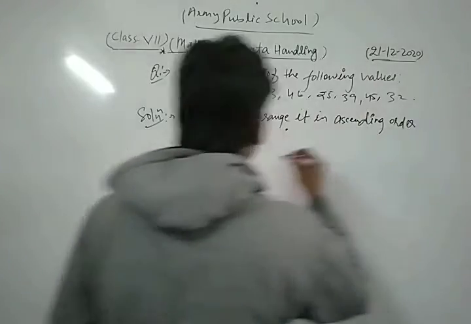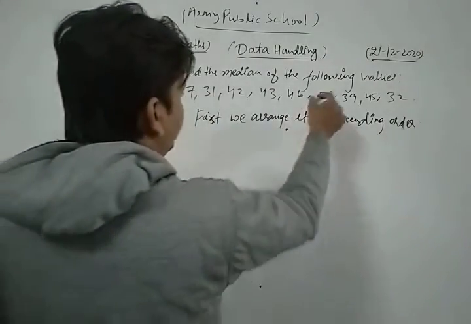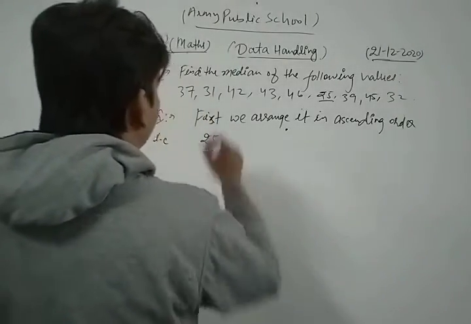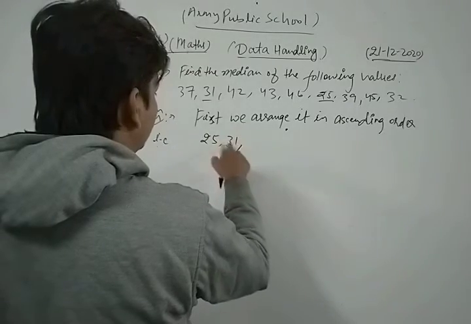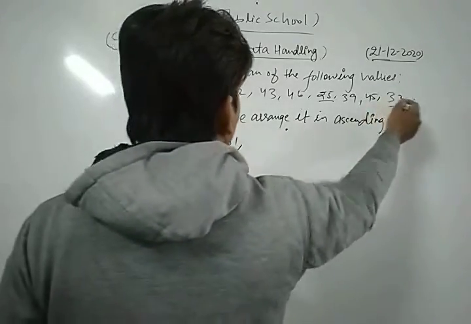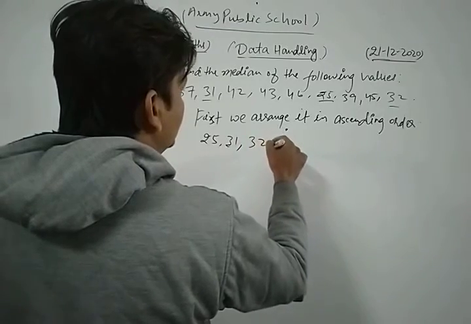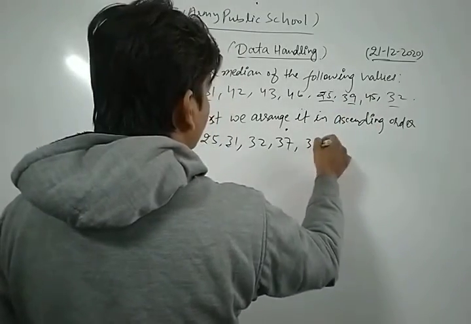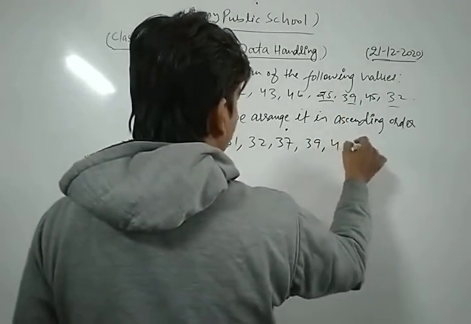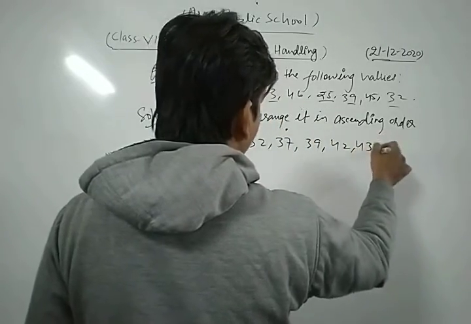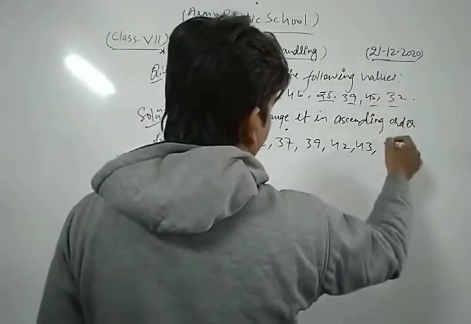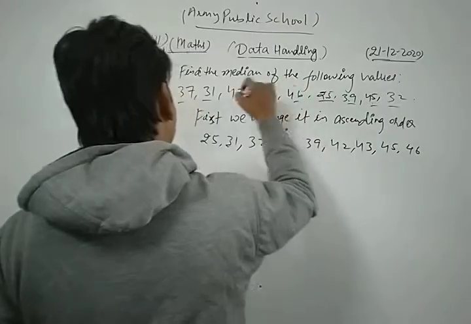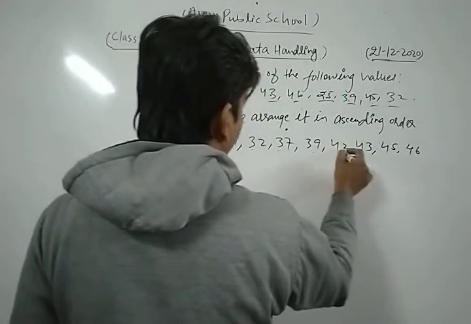In ascending order, first we write 25, then 31, then 32, then 37, then 39, then 42, then 43, then 45, then 46. Now let's count: 1, 2, 3, 4, 5, 6, 7, 8, 9.